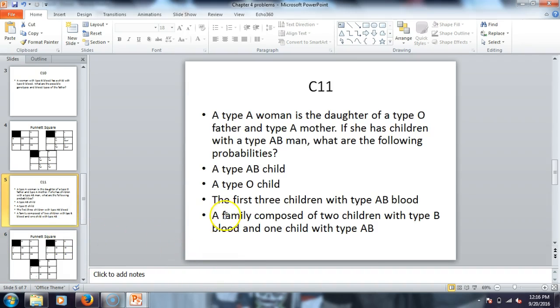Now, the first 3 children have type A blood. AB blood. Product rule. A family composed of 2 children with type B blood and 1 child with type AB. Binomial expansion.